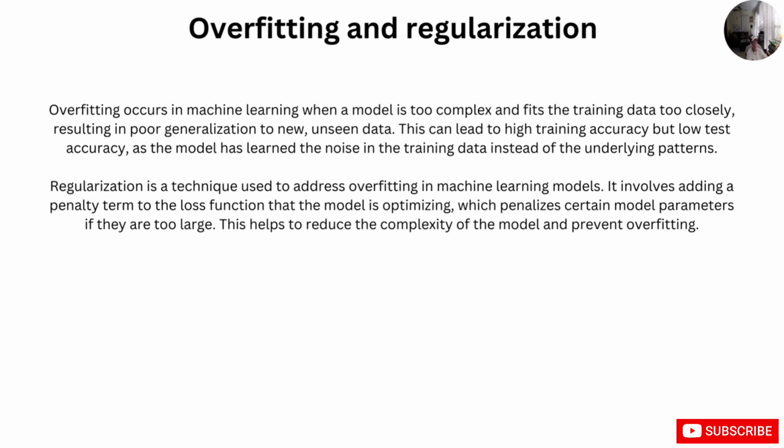Overfitting and regularization. Overfitting occurs in machine learning when a model is too complex and fits the training data too closely, resulting in poor generalization to new, unseen data. This can lead to high training accuracy but low test accuracy, as the model has learned the noise in the training data instead of the underlying patterns.